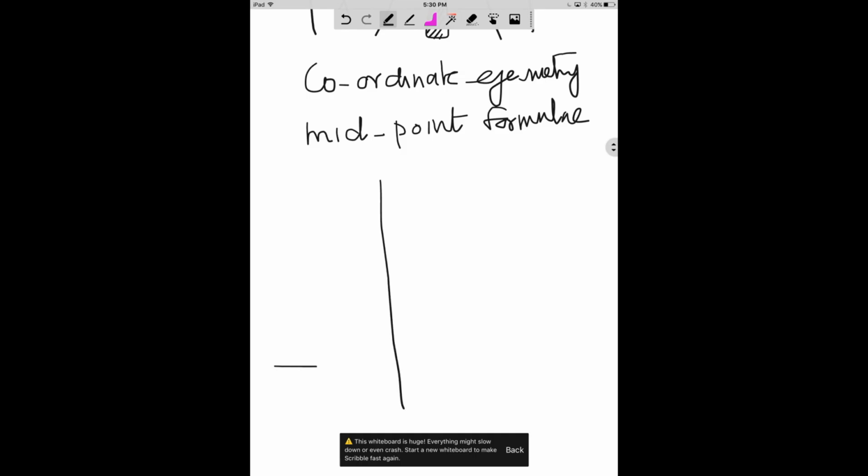For the study of coordinate geometry, we always need to draw the axes, that is the x-axis and y-axis. So just draw a line AB. The point A is (x1, y1) and B is (x2, y2).